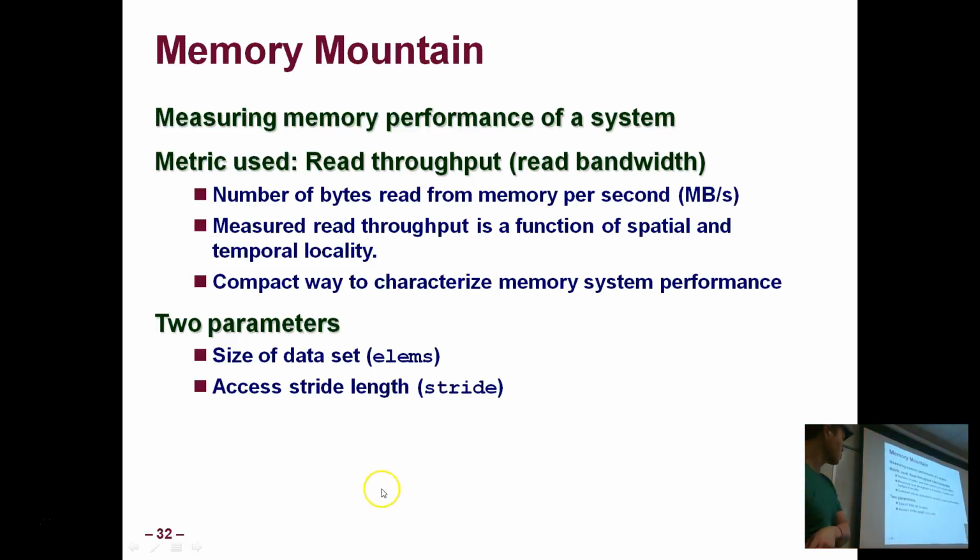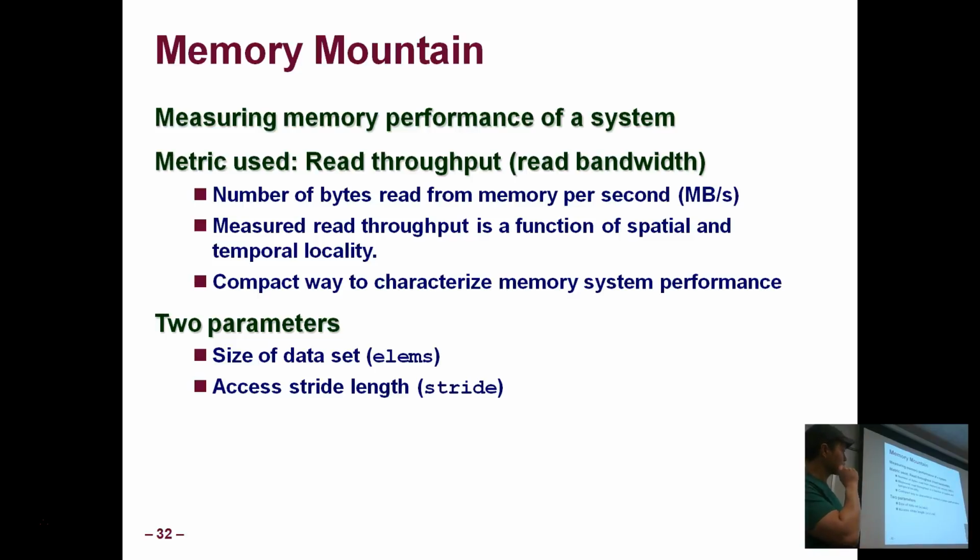The first thing I'm going to tweak is the size of the data set. If it's too big, it won't fit into the cache, and then you'll lose temporal locality. So here's how we're going to measure our temporal locality, and it's going to be based on the size of the data set we're going to access.